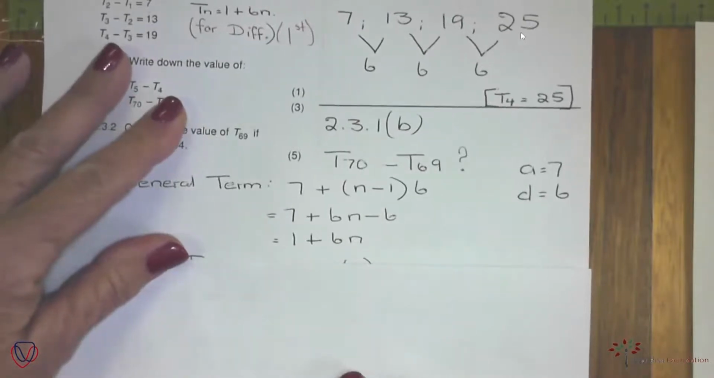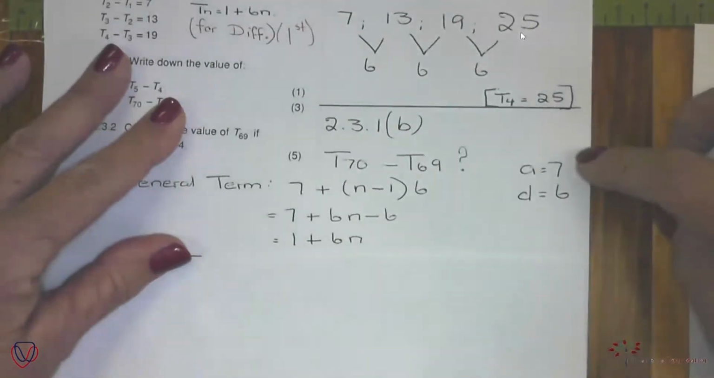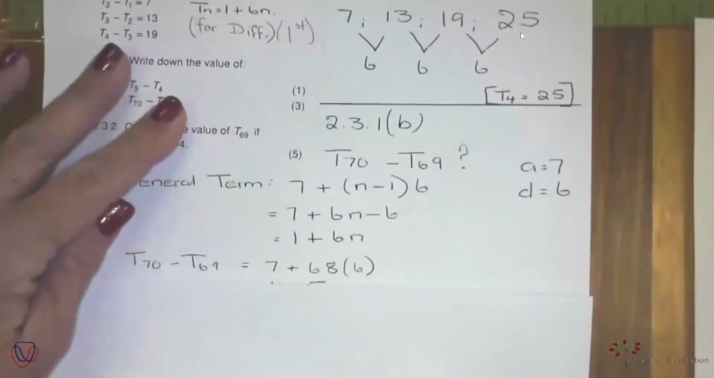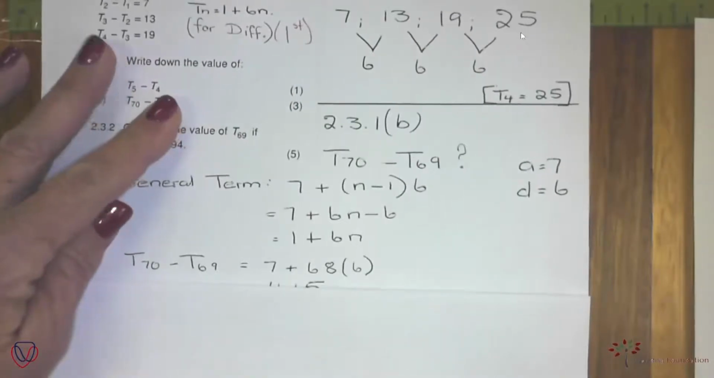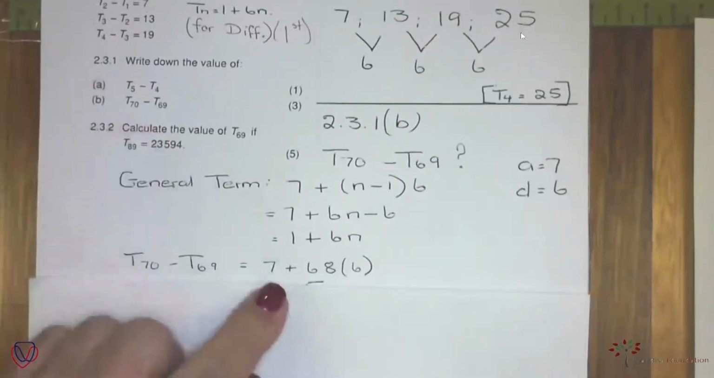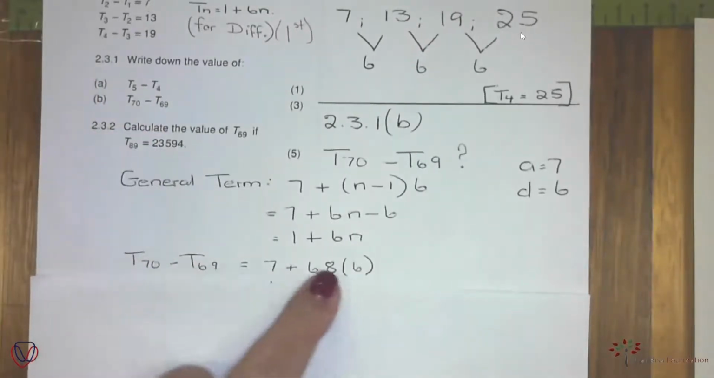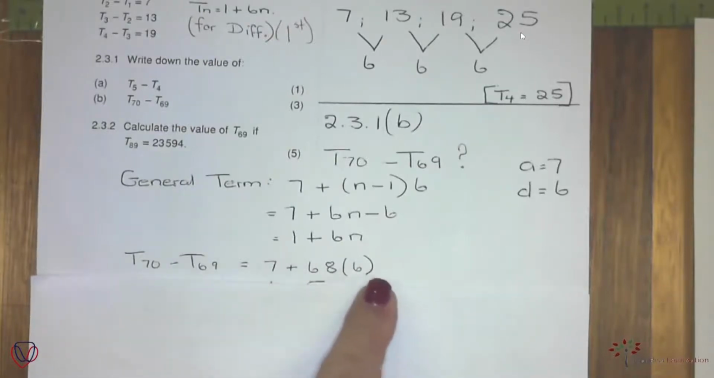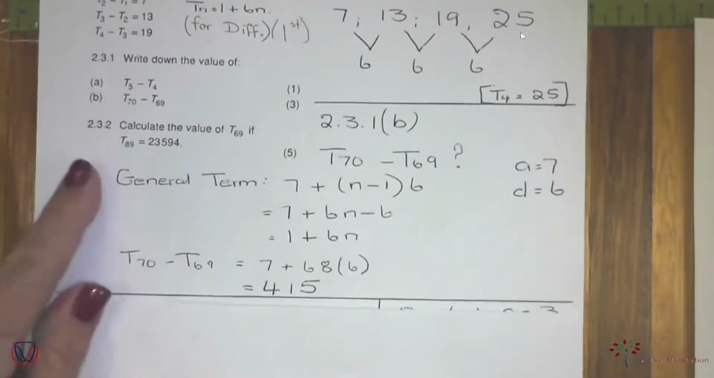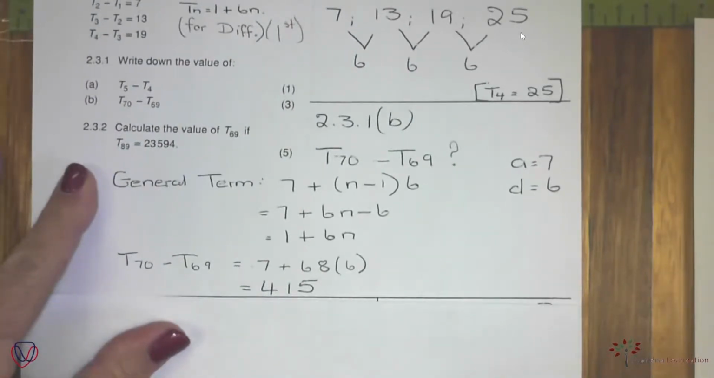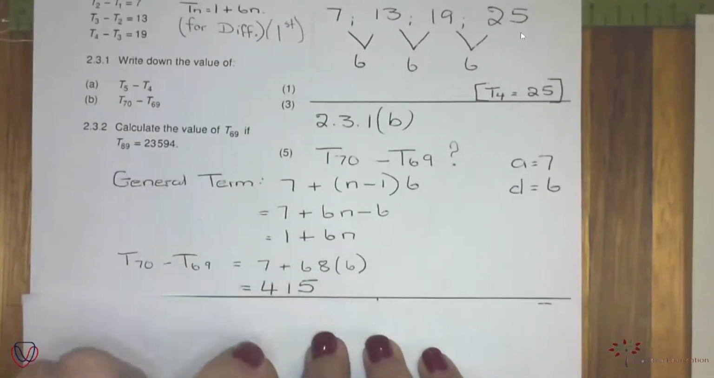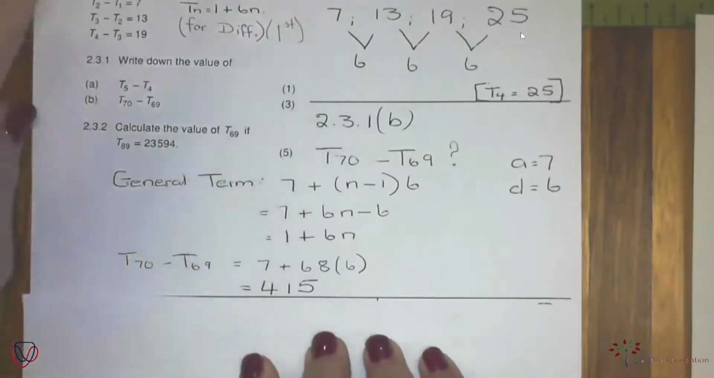Have you got that one? Right, people. So we know now that A is 7 and D is 6. So now, T70 minus T69 will be 7 plus that last term, minus 1 times 6. I'll explain that to you just now. And we got 415. Now, people, how did I know to substitute the last term in here to find the difference here? Let's have a look.